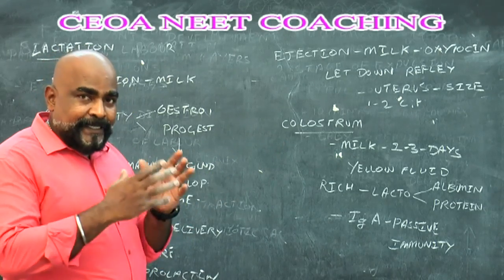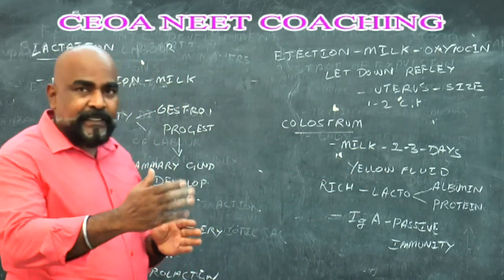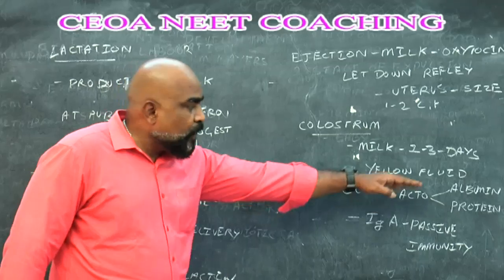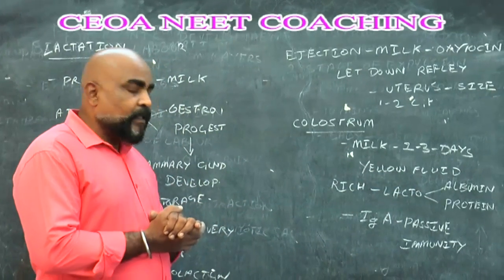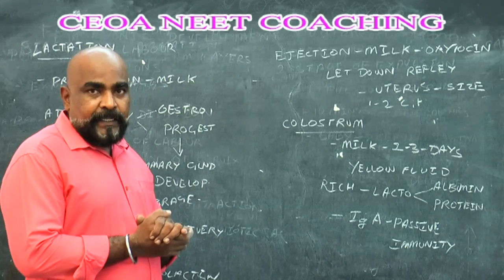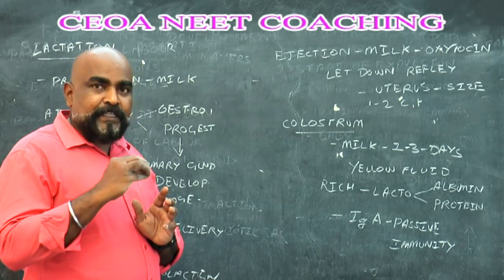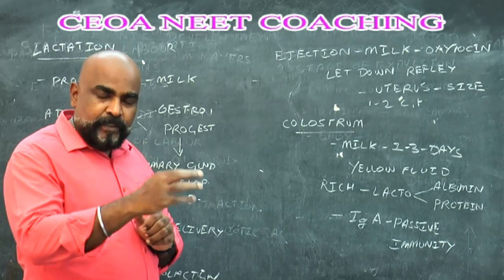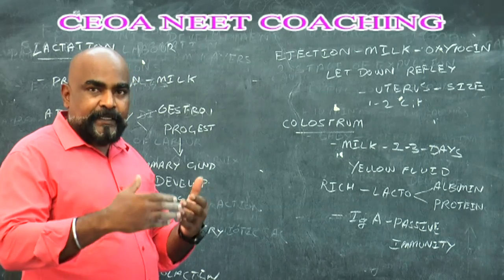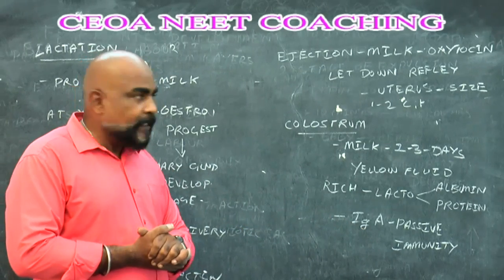Colostrum is a technical term given to the milk produced in the first 2 to 3 days after delivery. Colostrum is a yellow colored fluid which is rich in lactoalbumin and lactoproteins. It also contains a type of immunoglobulin, that is IgA. This IgA passes from the mother through the mother's milk to the baby, and within the baby, it provides immunity to the growing baby. So it produces passive immunity in the baby.